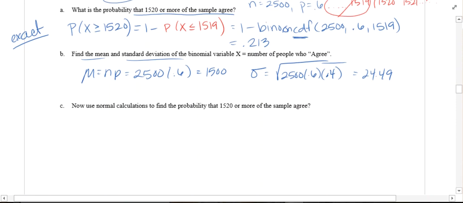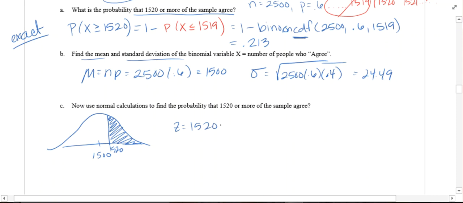Okay, so since n is sufficiently large here, n is 2500, let's go ahead and use a normal calculation to find this value. So since n is large, it's going to follow a normal distribution. Our mean is what we just found in part B. Where is it centered at? 1500. We want to know the probability of 1520 or more.